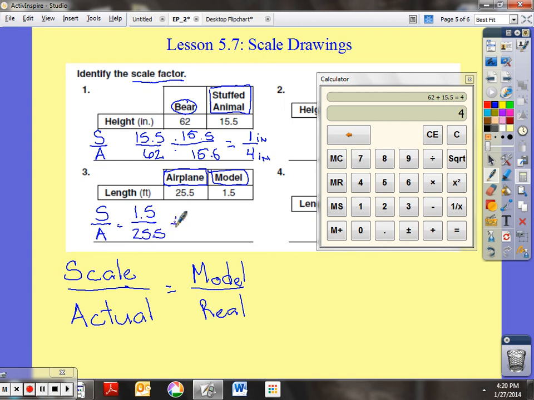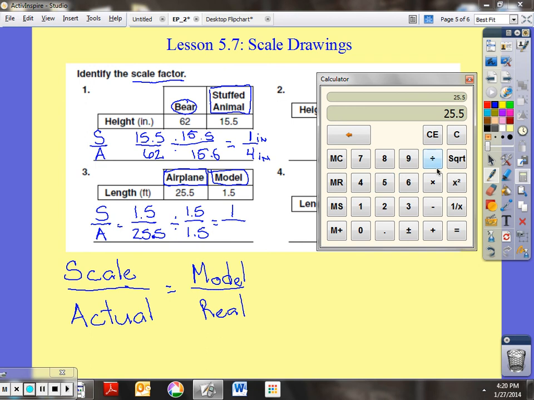Now remember what I said, I want to get this to a 1 to something ratio, so I'm going to divide both by 1.5. So for every 1 foot on the scale, we'll figure out how long the actual airplane is. So 1.5 divided by 1.5 is 1.